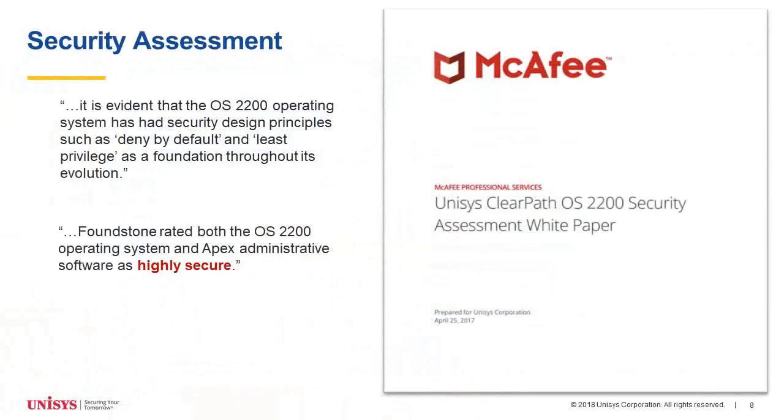Even though there has never been a security vulnerability reported for ClearPath OS 2200, we still take the time to undergo external security assessments, such as the one McAfee Foundstone Services performed last year. What they found was an operating system which had security in the very foundation of its design, and McAfee gave both the OS 2200 operating system and Apex, our administration and reporting product, a rating of highly secure. For those who would like to read all of McAfee's findings, a copy of their assessment white paper can be found on unisys.com.